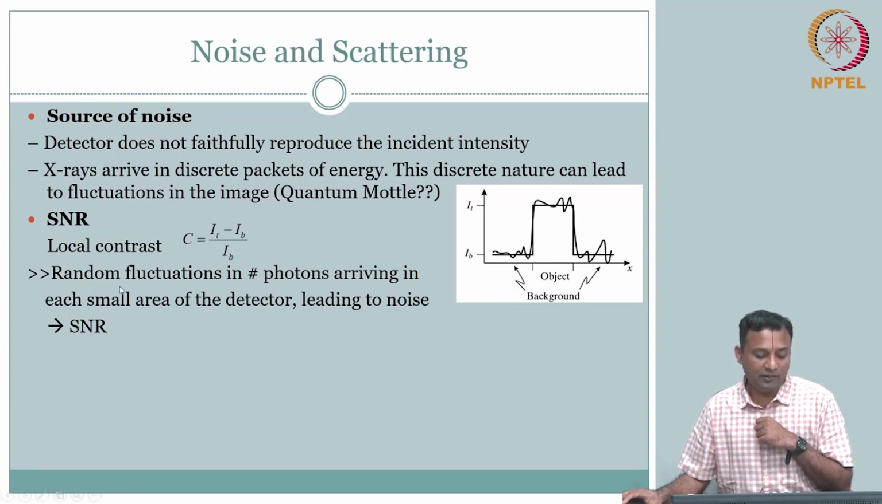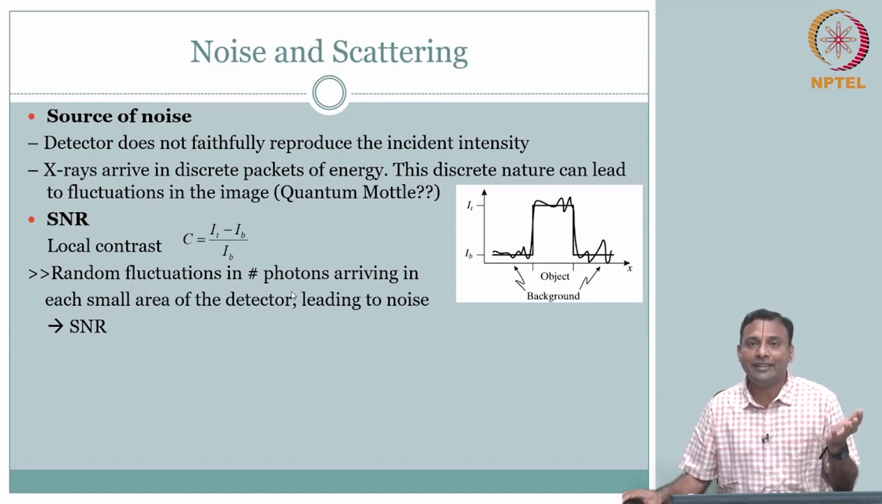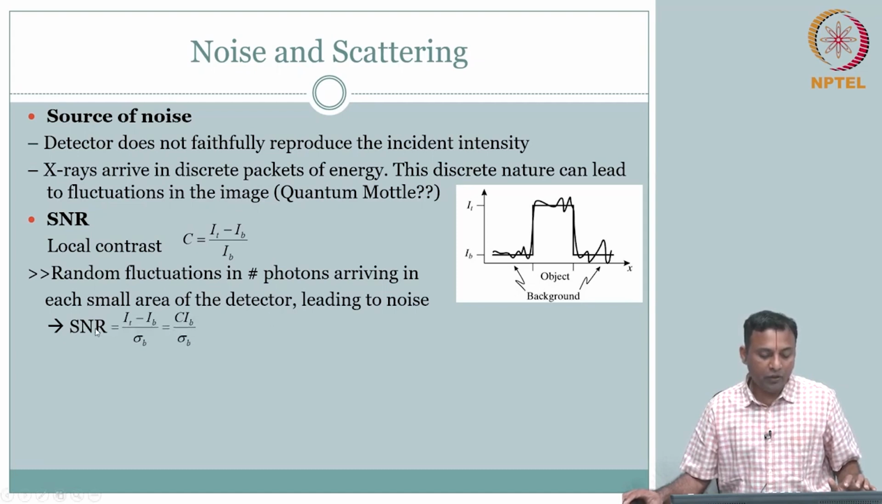Remember this random fluctuation. If you know the characteristics of this random fluctuation, how do we know that? We know the probability distribution function. You saw the probability density function. We know that it was Poisson. What is the characteristic of Poisson? Your mean and variance are the same, correct? So you can write your signal to noise ratio as IT minus IB by sigma B.